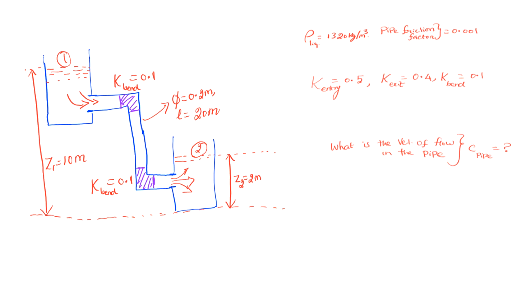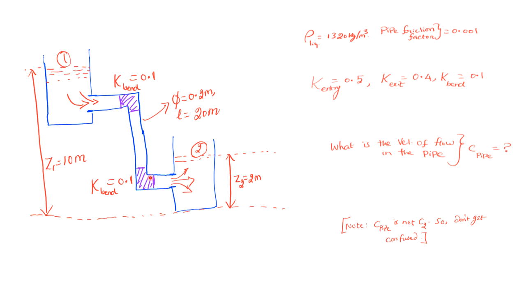They are asking us to calculate what would be the velocity of flow in the pipe. They are not asking what is the velocity at section 2 or at section 1. No, they are asking what would be the velocity with which the fluid would be flowing through in the pipe. That is what they are asking. C pipe is not C2, so please don't get confused.